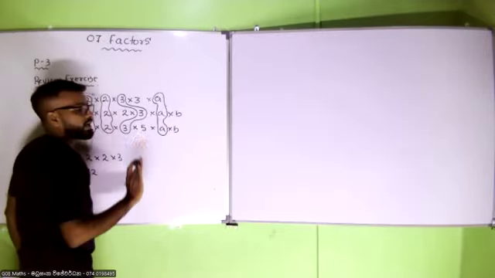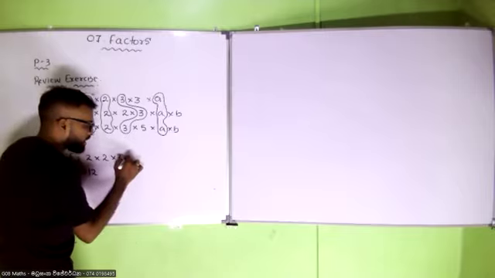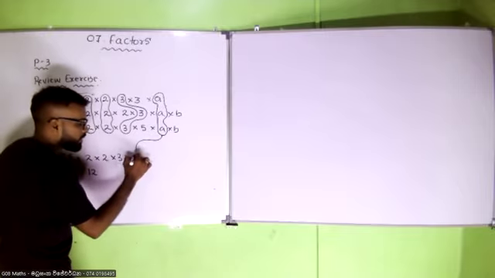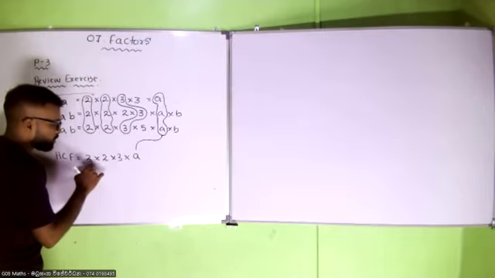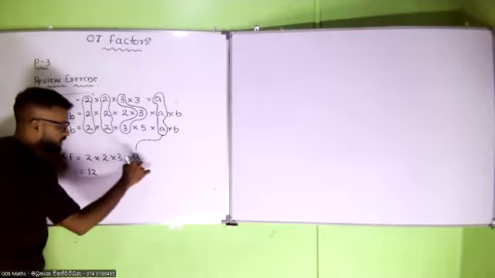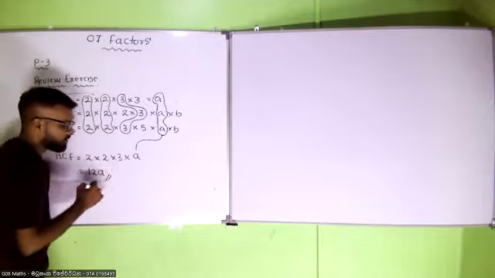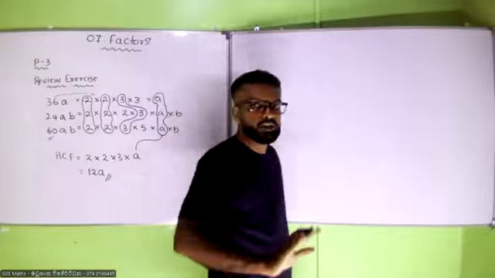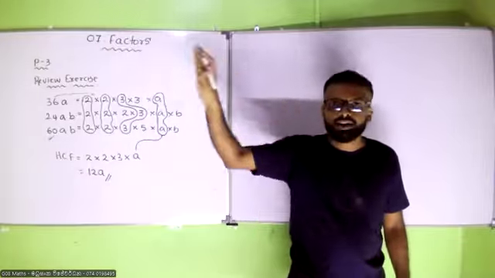So we have to skip that. So at the end you have to multiply by A. Right? So 2 times 2 times 3, 12. 12 times A, 12A. Done. That's all.